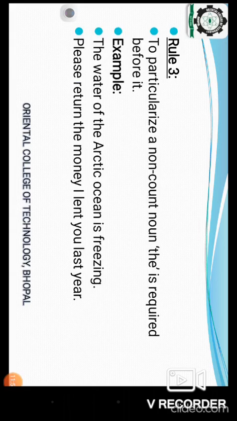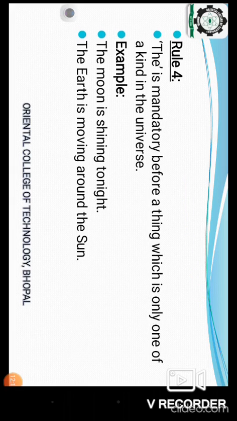Rule number 3. To particularize a non-count noun, the is required before it. Example, the water of the Arctic Ocean is freezing. Please return the money I lent you last year. Rule number 4. The is mandatory before a thing which is only one of a kind in the universe. For example, the moon is shining tonight. The earth is moving around the sun.